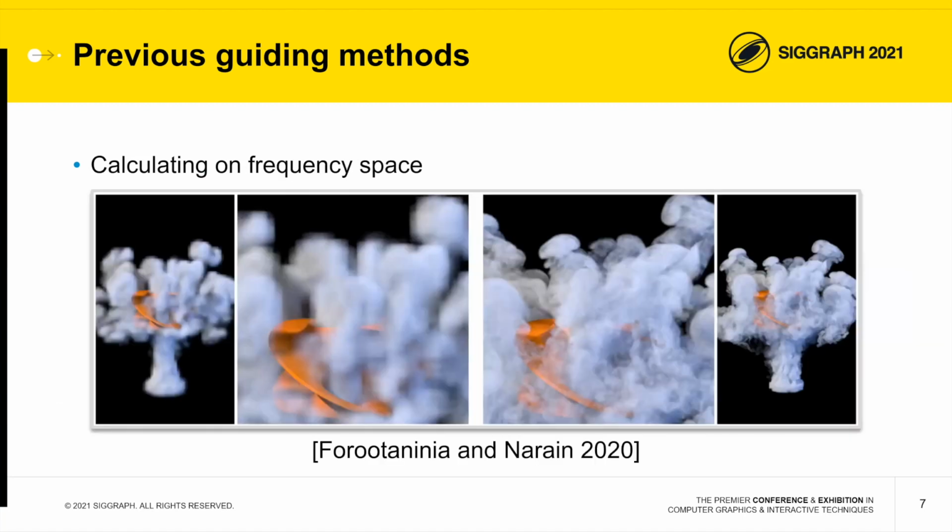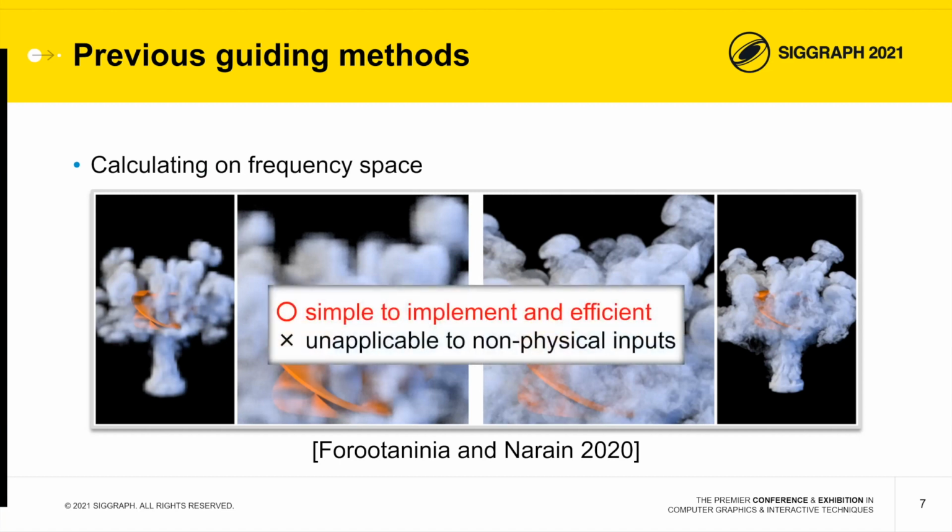Recently, these authors developed a much more efficient method. This method works in frequency space. That is, the input velocity field is transformed into frequency space by using the fast Fourier transform, and then the high frequency details are added in frequency space. So this method does not solve any optimization problem, and the computation is much faster than the previous optimization-based method. And the implementation is very easy.